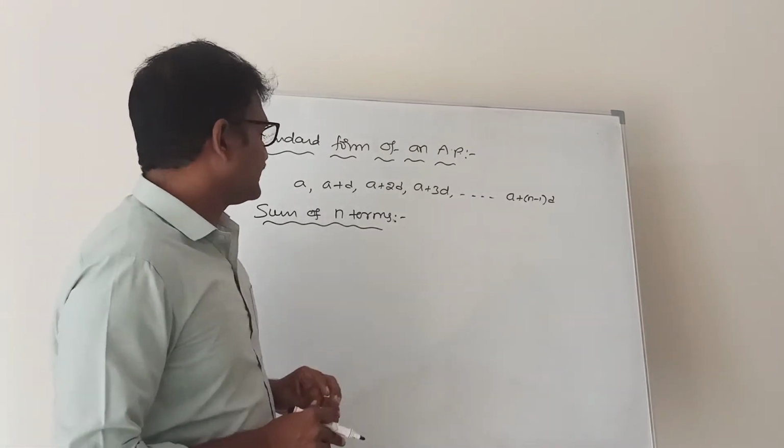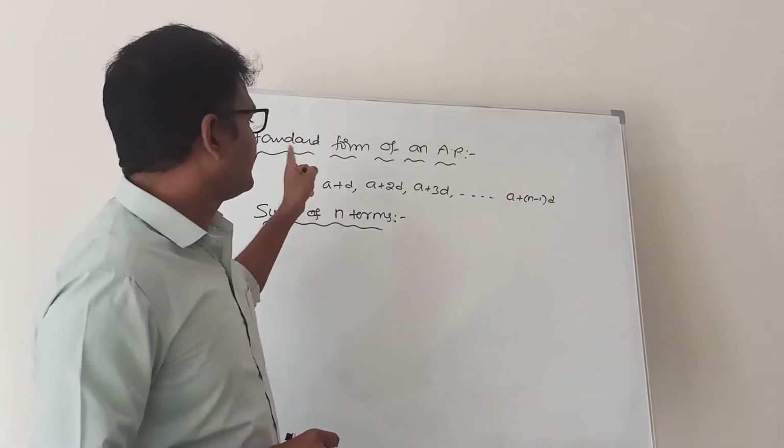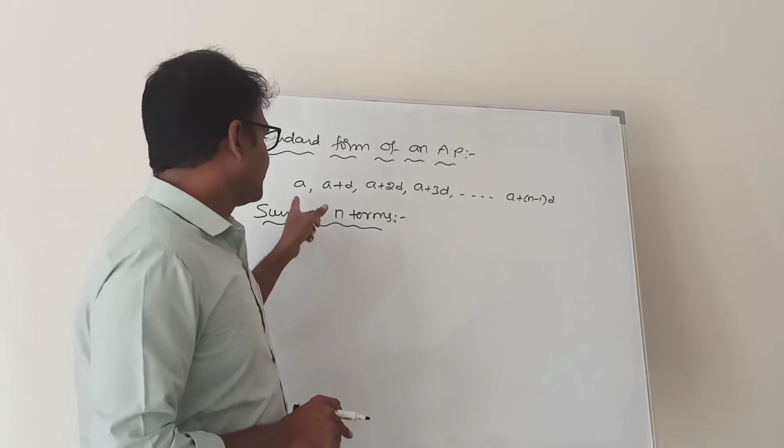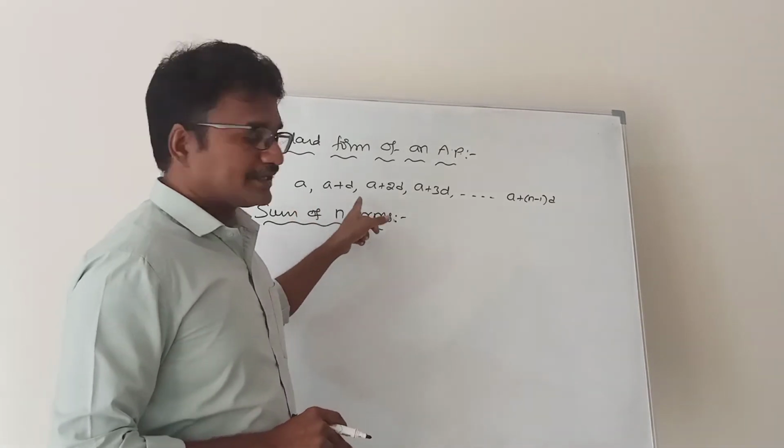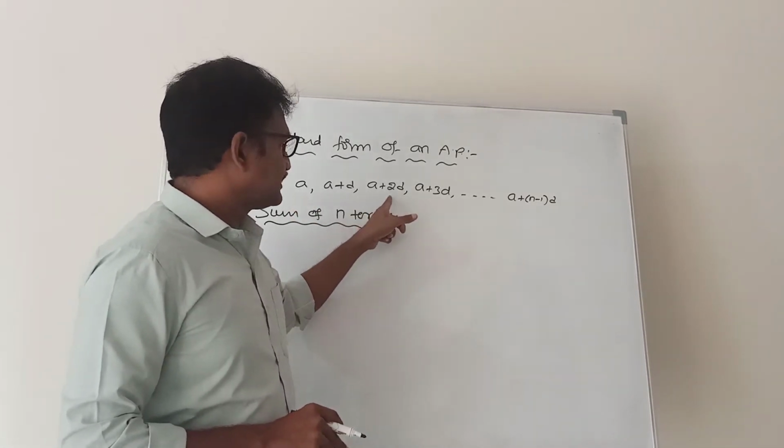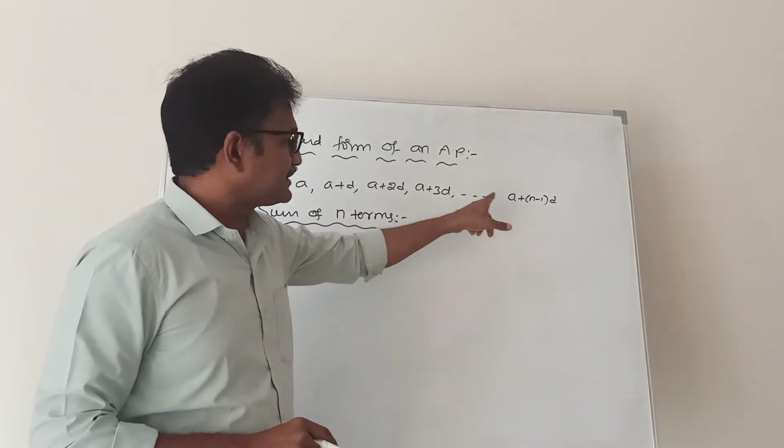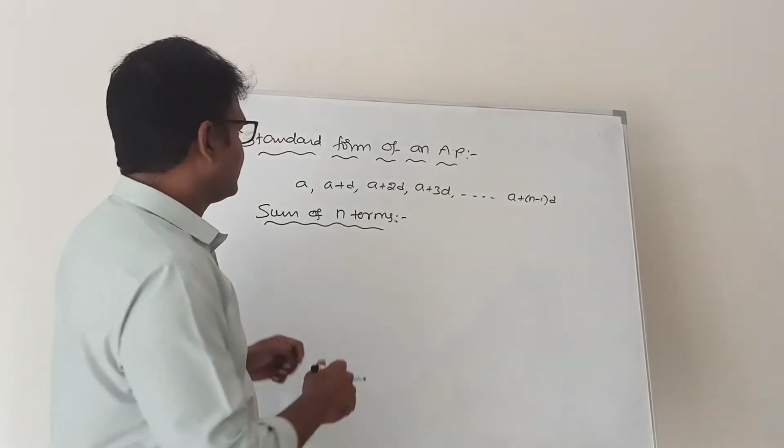Next, sum of n terms of an AP. See here, the first term is A, second term is A plus D, third term is A plus 2D, fourth term is A plus 3D, so on. How many terms are there?